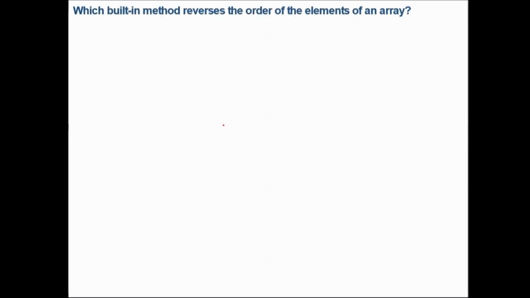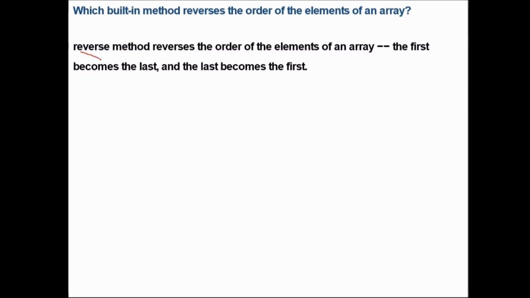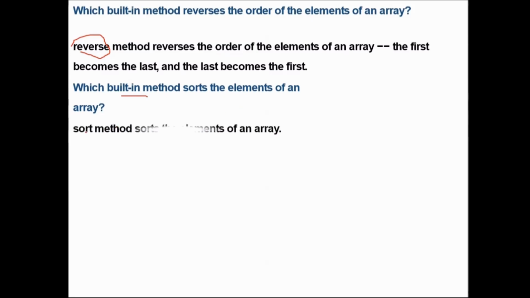Now the other question may be, which built-in method reverses the order of the elements of an array? The reverse method. This reverses the order of the elements of the array, and the first element becomes the last and the last becomes the first. Which built-in method sorts the elements of an array? The sort method. These names are self-sufficient to answer your queries. The sort method sorts the elements of an array.